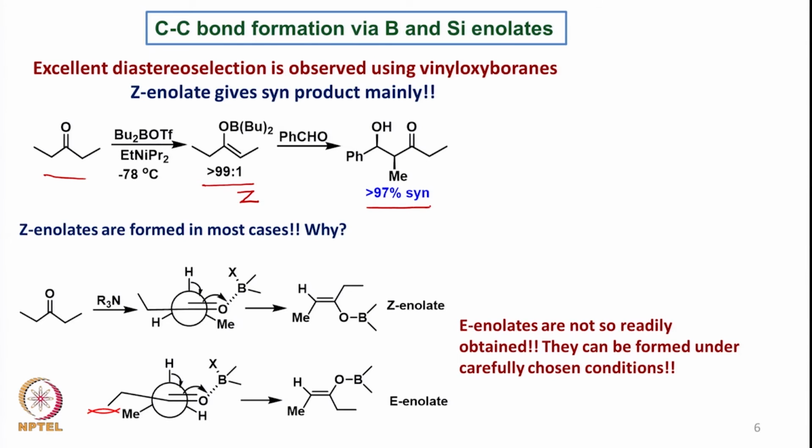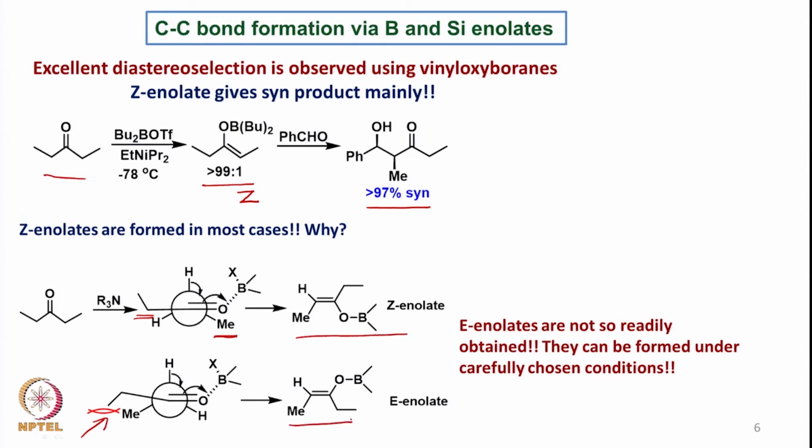Now, why is it that Z enolates are formed in most cases? One of the reasons for this is that if we take the Newman projection of the transition state, then as we can see here, this particular methyl group and this ethyl group are away from each other, whereas if we look below here, the methyl group and the ethyl group are towards the same side. So obviously there is a tremendous amount of steric hindrance here, and that allows the methyl group to be away from the ethyl group, and it prefers to remain in this direction, and when that particular orientation of the methyl group is preferred, then when the deprotonation occurs, of course you get the Z enolate as the major product.